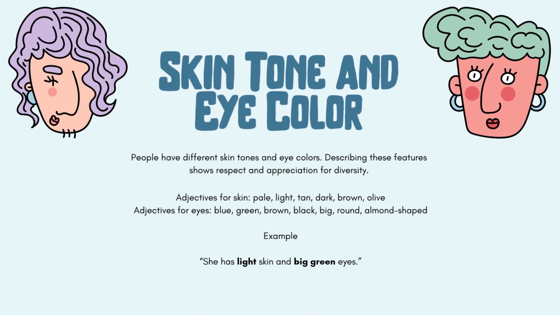Next, let's talk about skin tone and eye color. People have different skin tones and eye colors, so describing these features shows respect and appreciation for diversity. Some adjectives for skin could be pale, light, tan, dark, brown, and olive. Now, some adjectives for eyes could be blue, green, brown, black, but also we can talk about the shape, like big, round, or what is called almond shaped. For example, she has light skin and big green eyes.